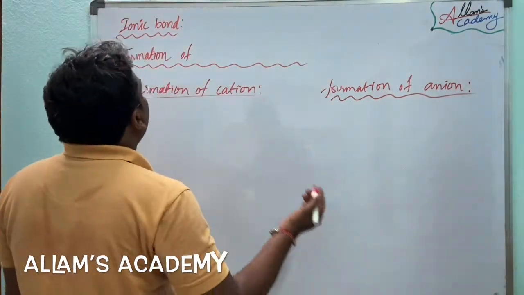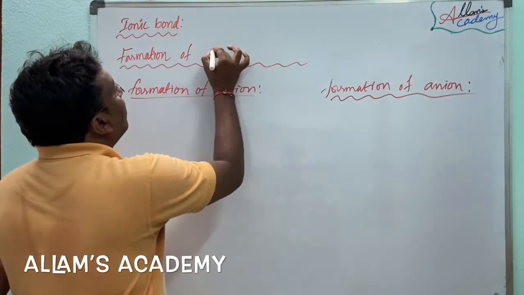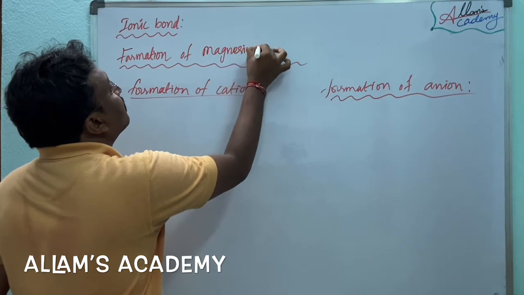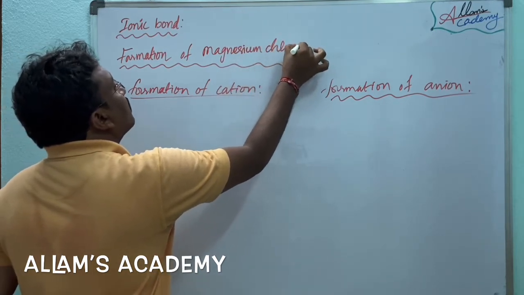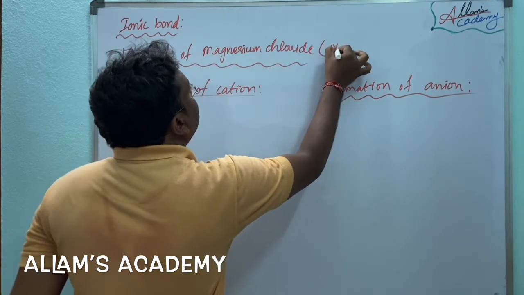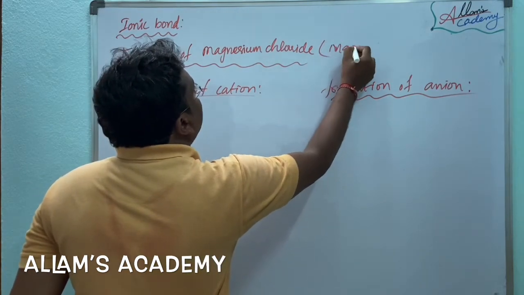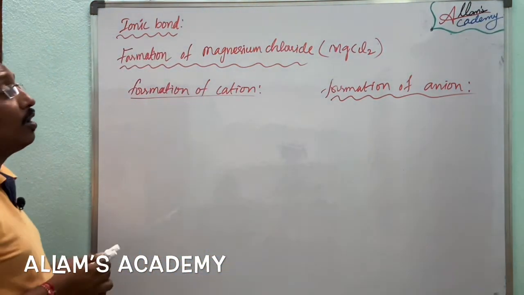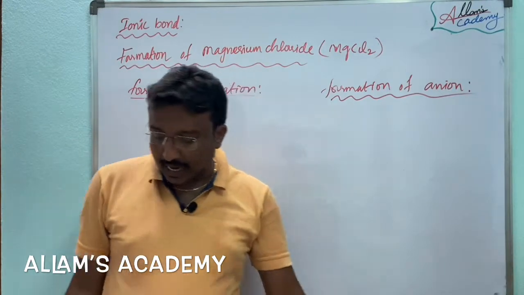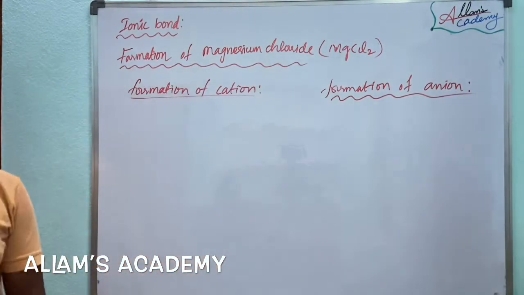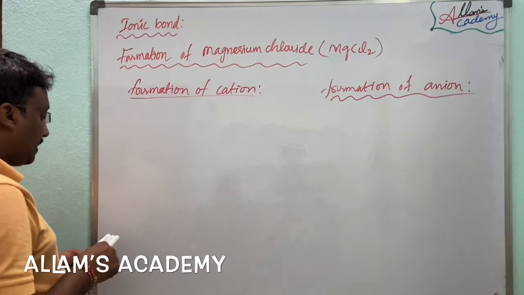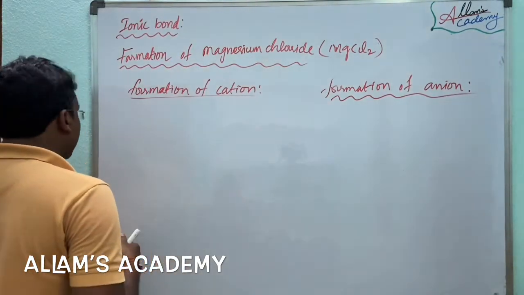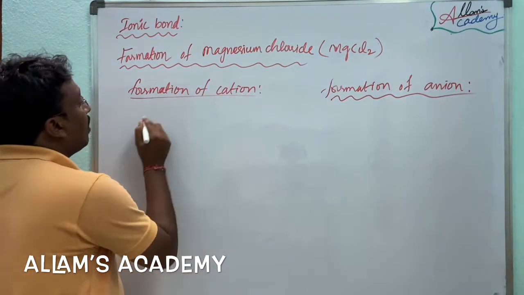One more example: formation of magnesium chloride, MgCl2. We are going to discuss the ionic bond that takes place in magnesium chloride. First, the formation of the cation, magnesium.